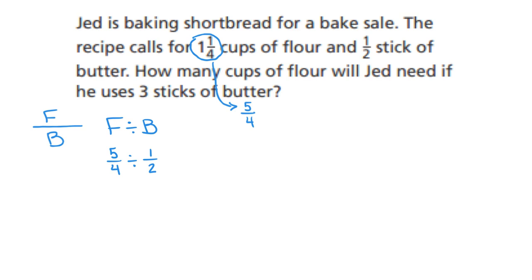How are we going to do that? Keep, change, flip. 5/4 times 2/1. You got 10/4. Hold up a second. Let's reduce that, just keep it improper, but simplify it. 5/2. Okay, so that's 5/2 for 1 stick of butter.